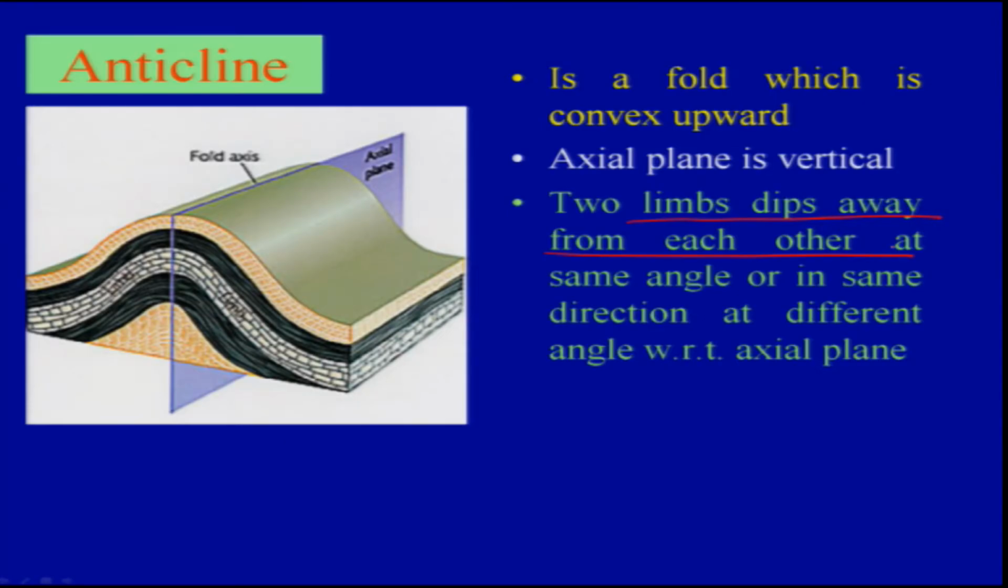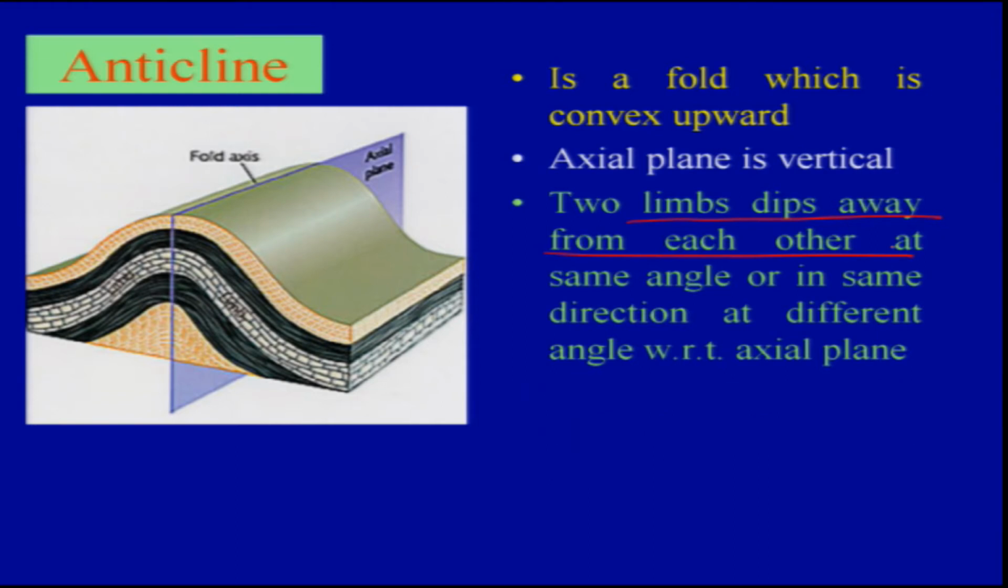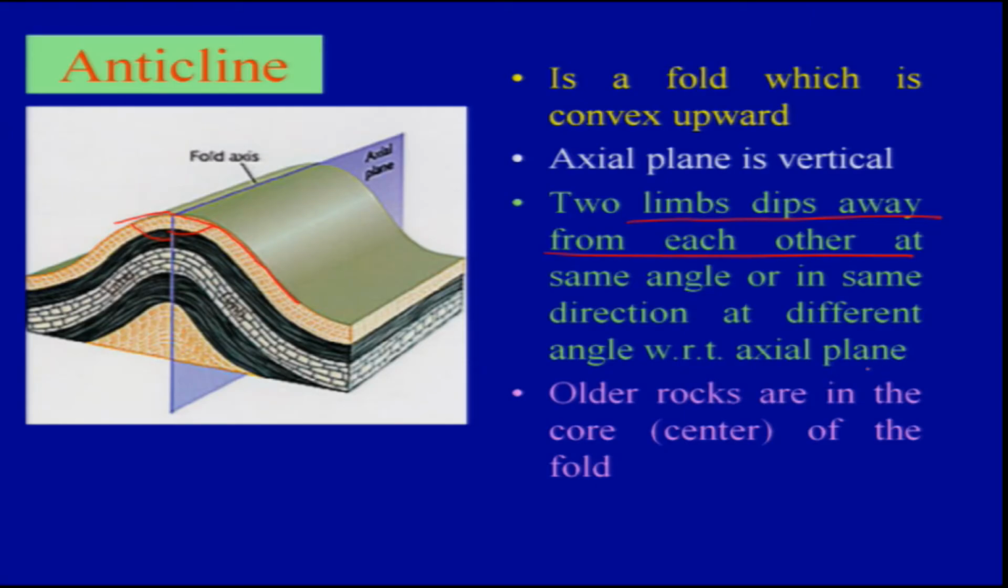and that is what we call an anticline. If you are talking about the symmetrical fold, then the angle between the limbs, this angle here and this angle here, has to be almost the same, and then we can say that they are symmetrical anticlines. With respect to the axial plane, older rocks are in the core or the center of the fold.